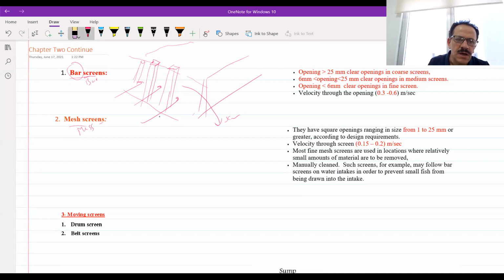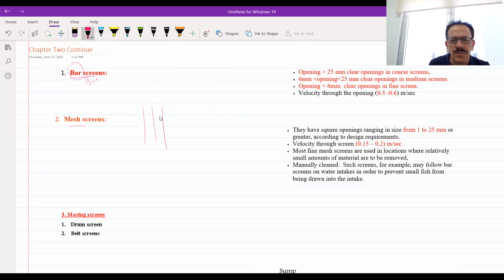And now we have another one, mesh screens. What is a mesh screen? In mesh screens, the bars will look like this and like this, vertical bars and horizontal bars. So they are both together making a mesh or grid. There is another, third type, which is called moving screens. Moving screens include drum screens and belt screens.